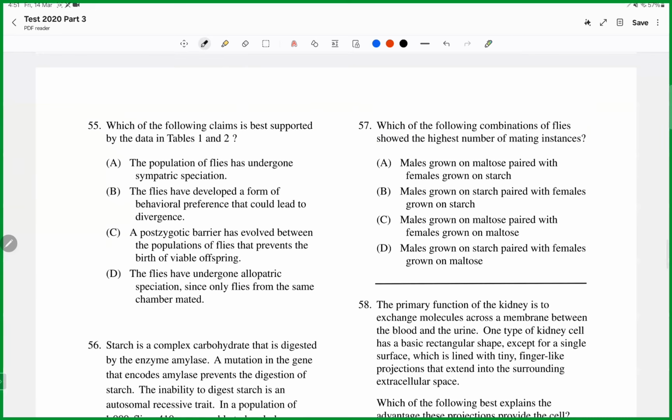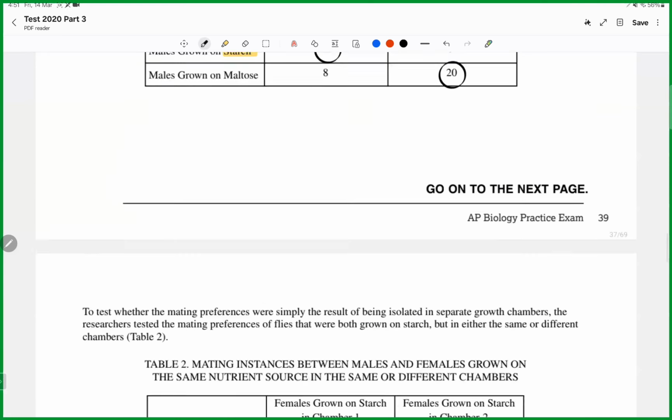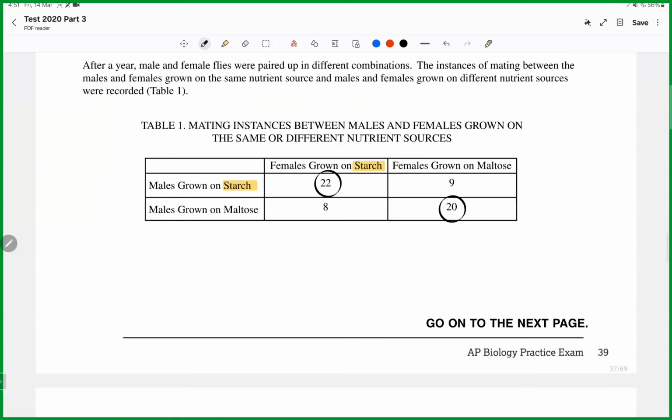Well, what do you guys think? I think it's B. I think it's correct for us. I think it's exactly correct. Because look, starch with starch, maltose with maltose. That's behavior, and they might diverge at some point.